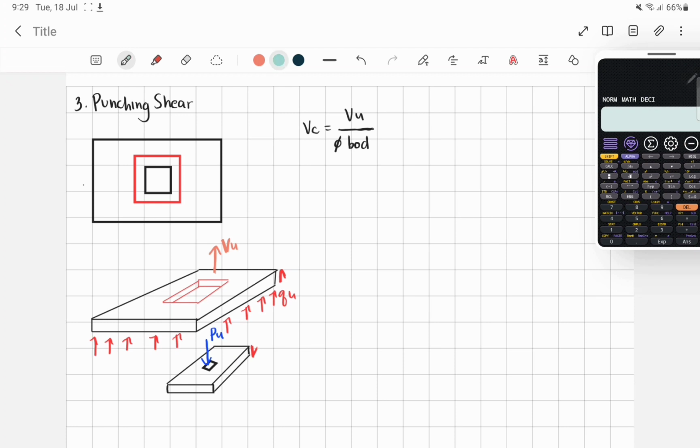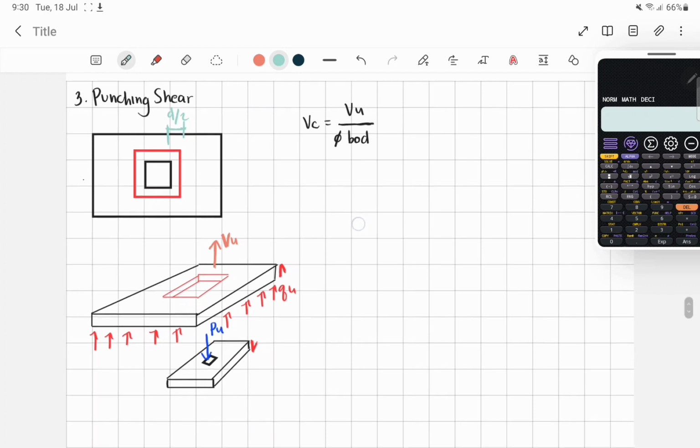Okay? So when we get the critical section, kasi ayon sa NSCP, the critical section will be, from the face of the column, D/2. Around our column. So again, therefore, dito sa part na to, D/2 lang din yan. Kuha? So for this part na din na to, okay? So all around our column or footing, D/2. Kuha? Okay? From the face of the column.